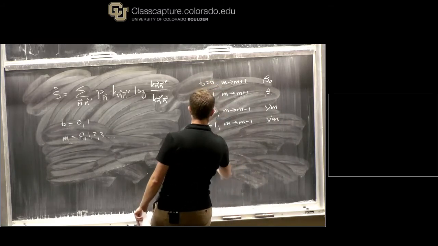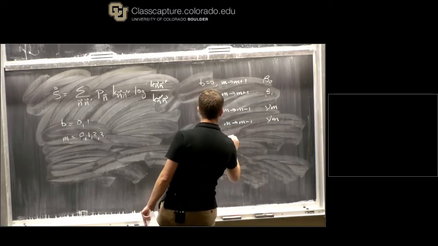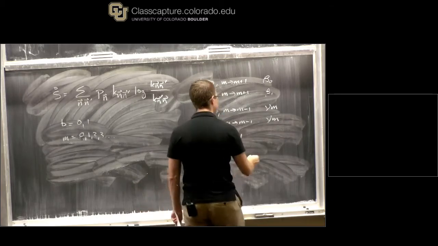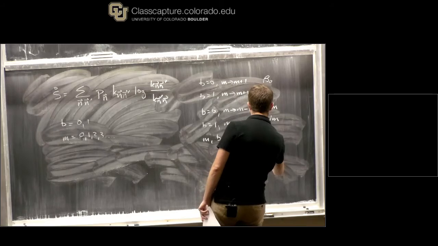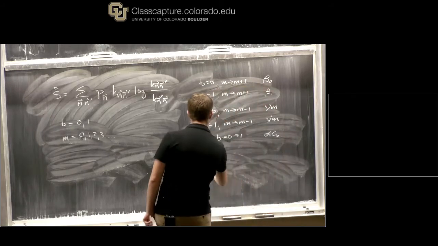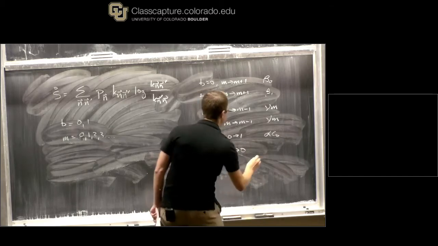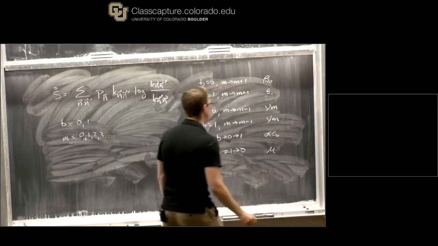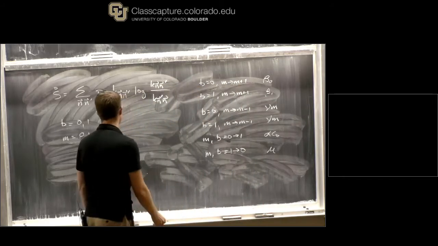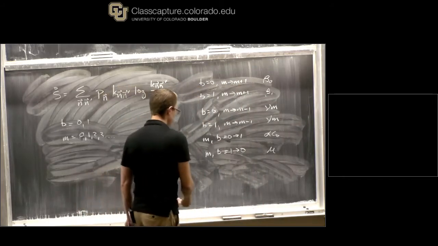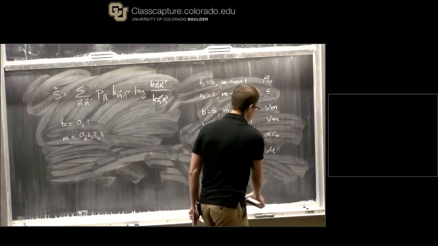And finally, for any M, B can go from 0 to 1, and that's binding, and that's happening at rate alpha C naught, or it can go from 1 to 0, and that happens at rate mu, right? So that means we're going to have 6 terms in this expression.